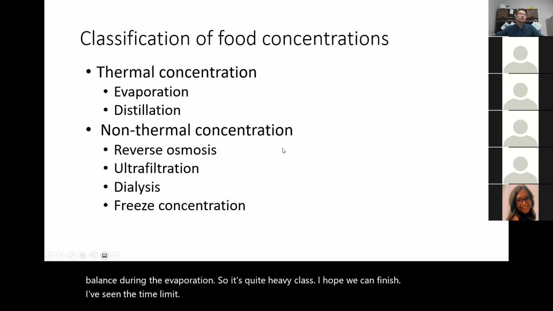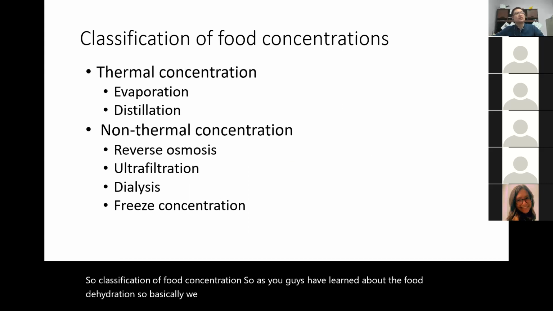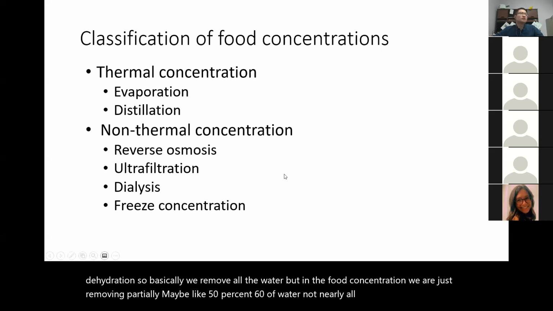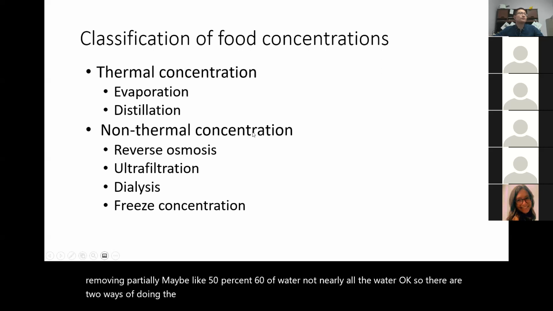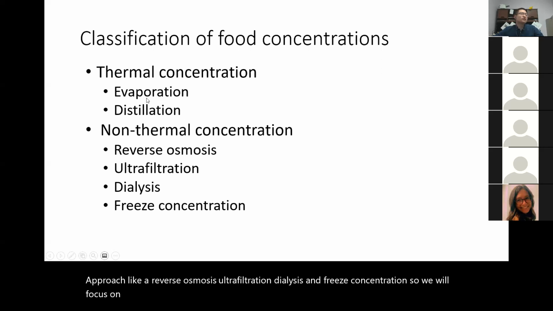So, classification of food concentration. As you have learned about food dehydration, we remove nearly all the water, but in food concentration, we are just removing part of it, maybe 50%, 60% of the water. There are two ways of doing food concentration to remove water. One way is to use heat, for example evaporation and distillation. The other way is to use a non-thermal approach, like reverse osmosis, ultrafiltration, dialysis, and freeze concentration. We will focus on thermal concentration in this lecture, and we'll cover the non-thermal processes in the rest of this quarter.